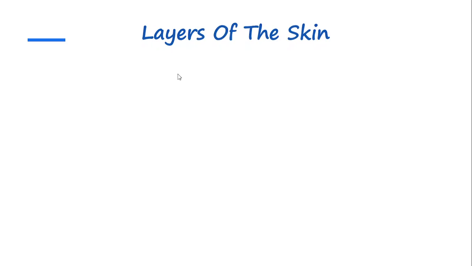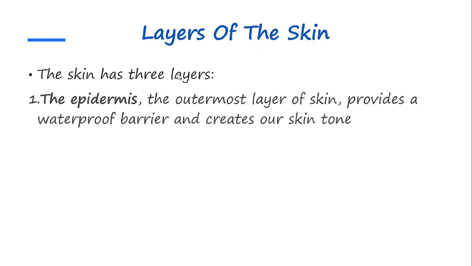Now let's see the layers of the skin in detail. Basically, the skin has three layers. There's the epidermis, the outermost layer of the skin. It provides a waterproof barrier, and it creates our skin tone. This is the outer part of the skin that we can simply see and touch.